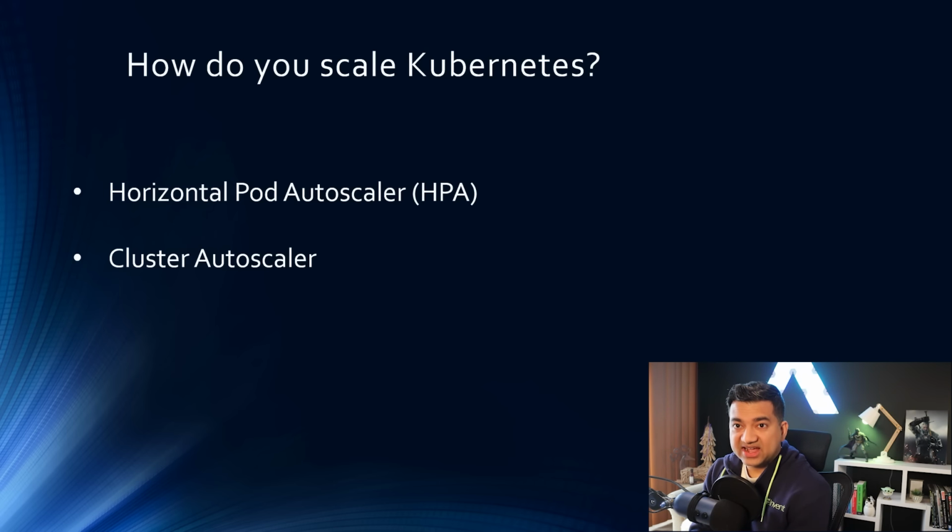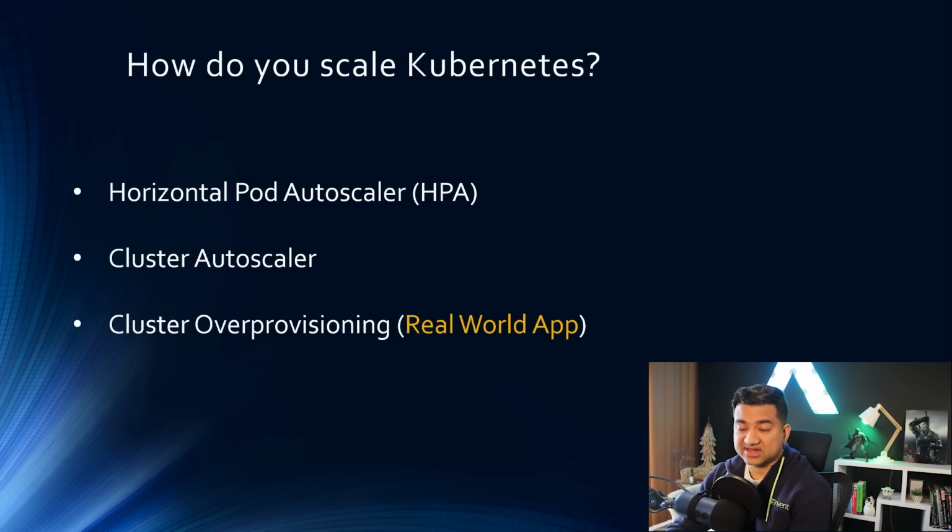Now the third kind, which not a lot of interviewees will explain, but is used in real-world applications, is cluster over-provisioning. Let me explain the challenge with HPA and the cluster autoscaler. Let's say you have two worker nodes and your application is running. Worker node utilization is, let's say, 50% or something. As your application traffic increases, you will spawn more and more pods in those two worker nodes, right?